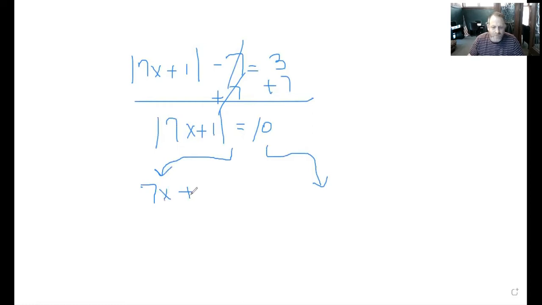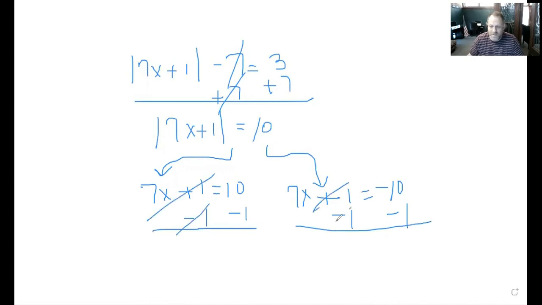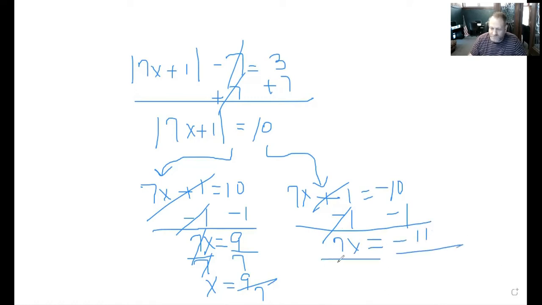So we're going to take them out of parentheses. So 7x plus 1 equals that 10. 7x plus 1 equals the negative 10. Minus 1. And I'm going to do both problems that way. Cancel, cancel, cancellation method. And 7x equals 9. Divide by 7. Cancel, cancel. And yes, it does leave it a fraction. Over this side, 7x equals negative 11. Cancel, cancel. And yes, it does leave this a fraction. X equals negative 11 over 7.